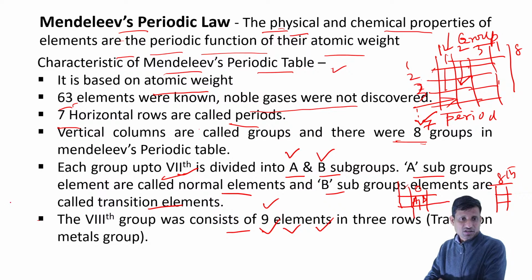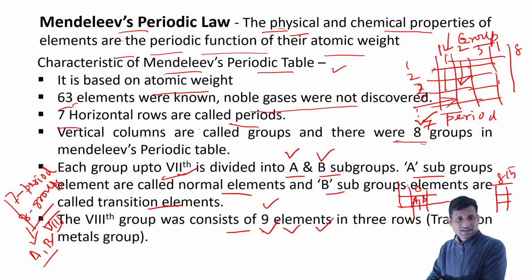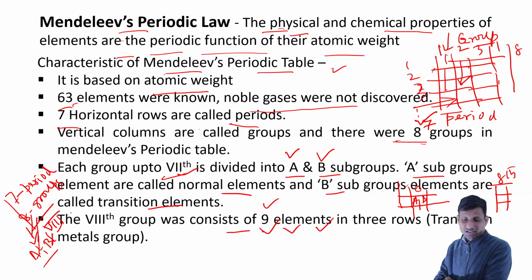Mendeleev contributed a lot. In his periodic table he had 7 periods and 8 groups. This is his main arrangement, and each group is subdivided into A and B, except group 8. The A group is called the normal elements, and the B group is the transition elements.